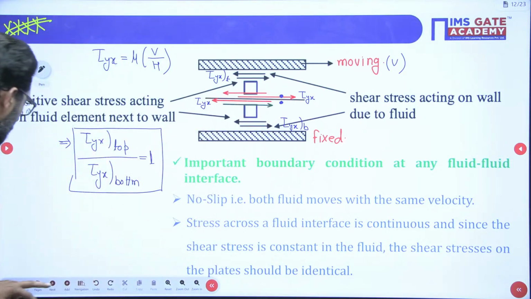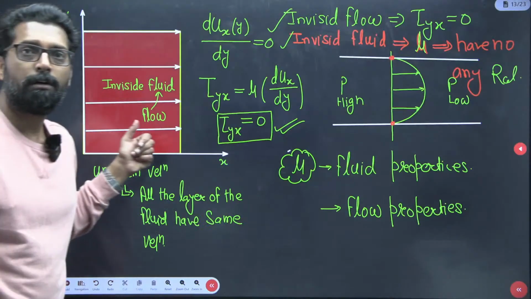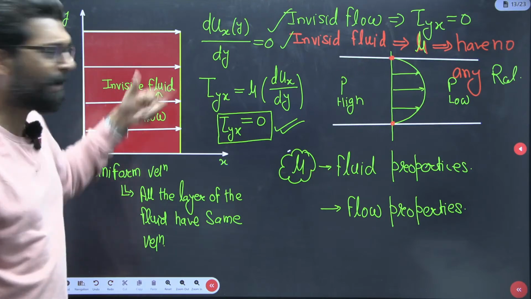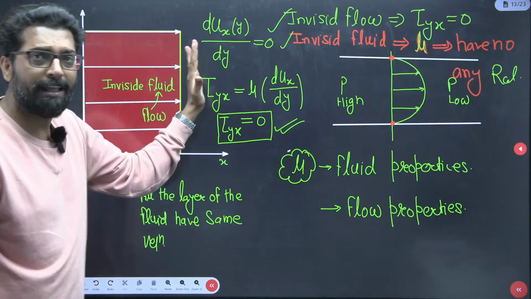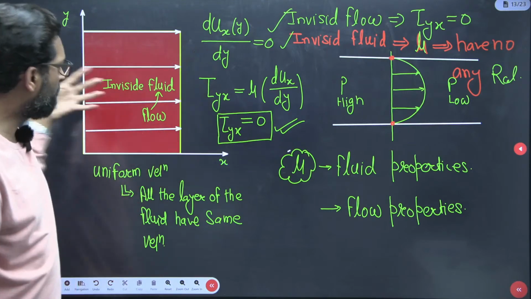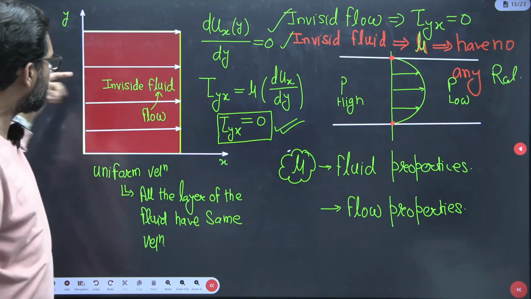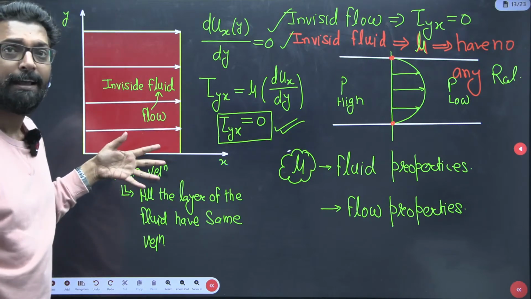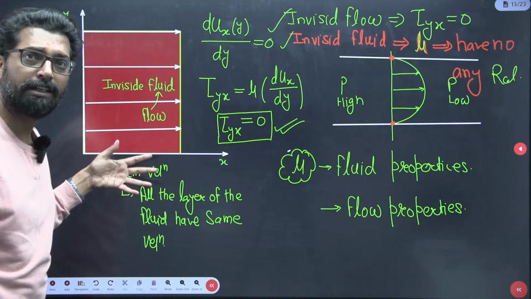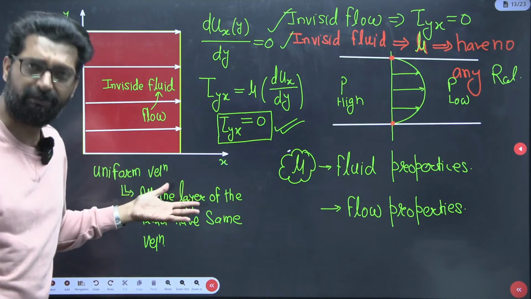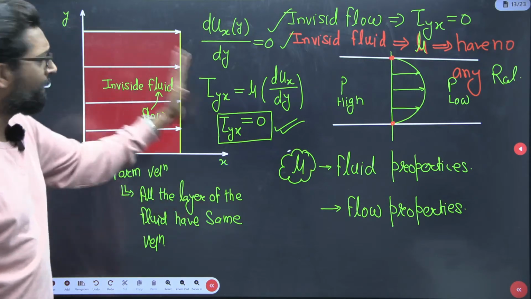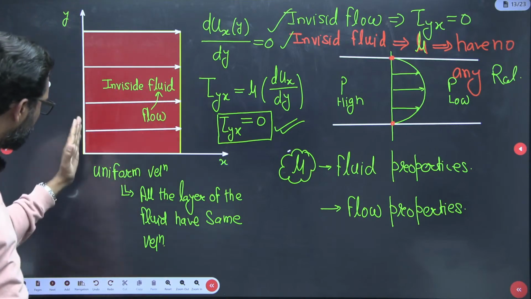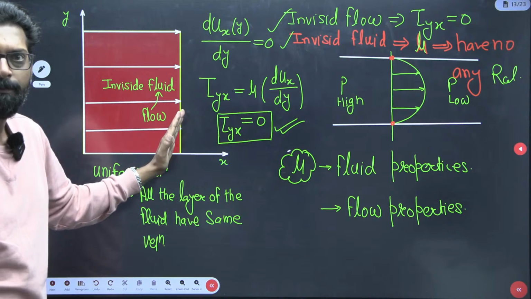See my dear, who is responsible for this flow? This flow is due to the pressure. The fluid is flowing due to the pressure, that means at that point high pressure, at that point low pressure. But still all the layers have a uniform velocity. Why? Because there is no solid surface. So still there is a pressure difference, a high pressure layer and a low pressure layer.